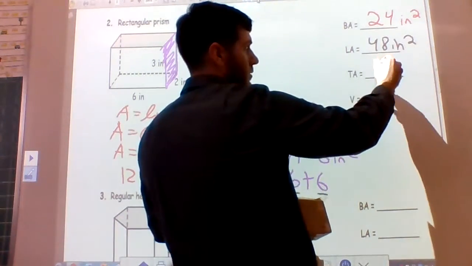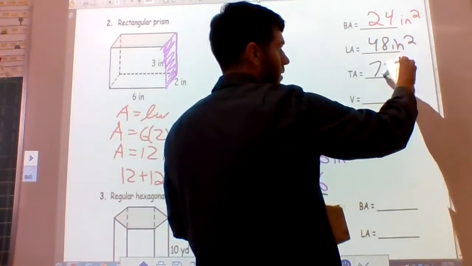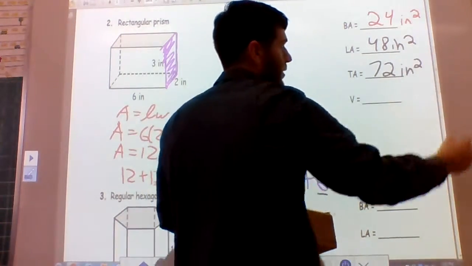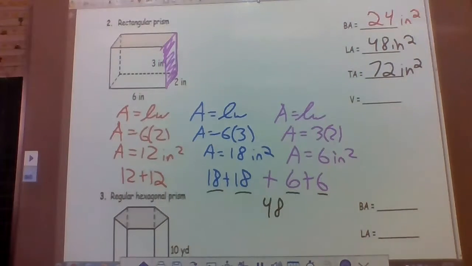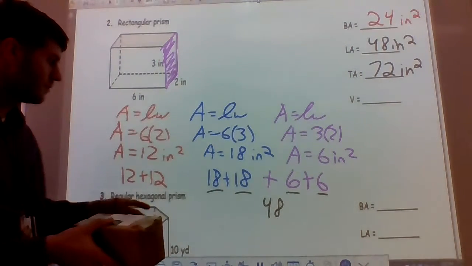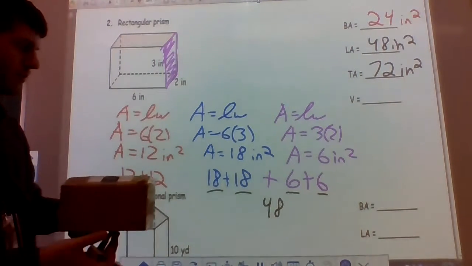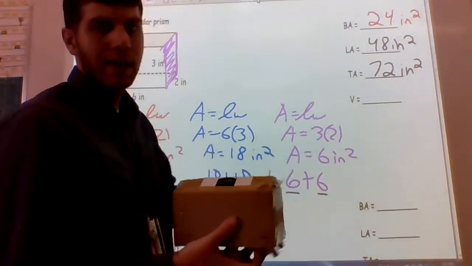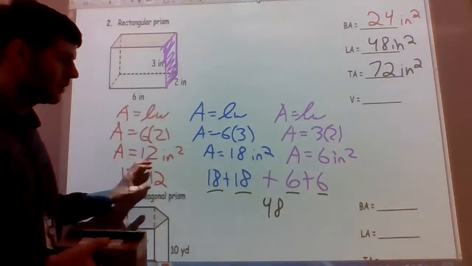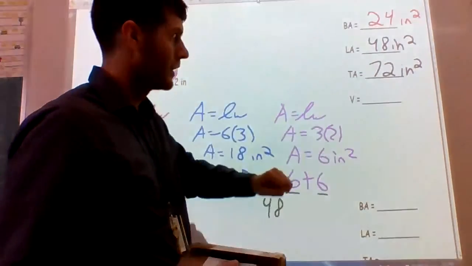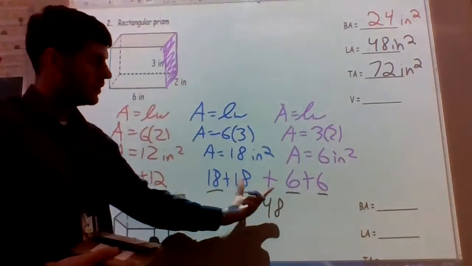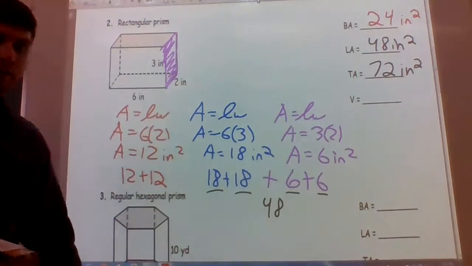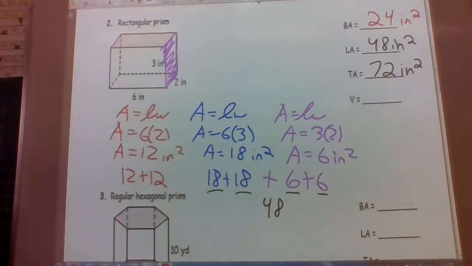Our total area is then going to be those two, the lateral area plus the base area, added together. So there's 6 sides to the rectangular prism. 12 is the top, 12 is the bottom, 18 is the front, 18 is the back, 6 is the right, 6 is the left. We add all 6 of those up, 72. Or we can add the base areas to the total for lateral area, 24 and 48.